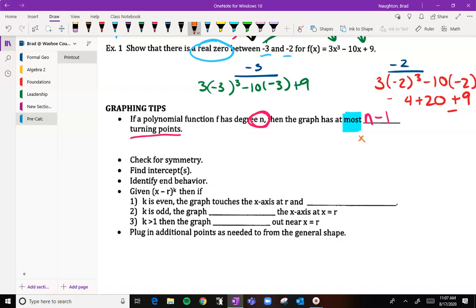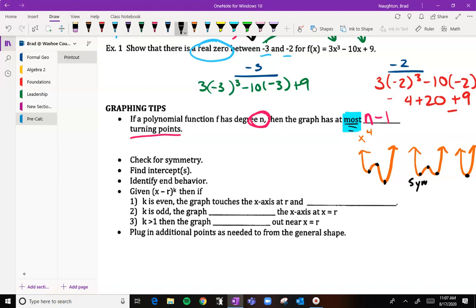So let me give you an example. If you have a graph that's x to the 4, our degree is 4. It could look a couple of different ways. I apologize. It could look like this. It could look like this. Or it could look like this. So in this case, I would have 1, 2, 3 turning points, 1, 2, 3 turning points, or just 1. So I want you to note, ladies and gentlemen, that n minus 1 is the most, not that that many is what it's going to have. The most. Cool? Alrighty.